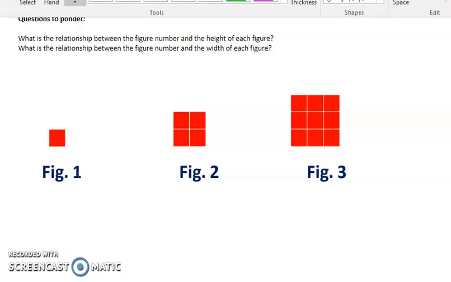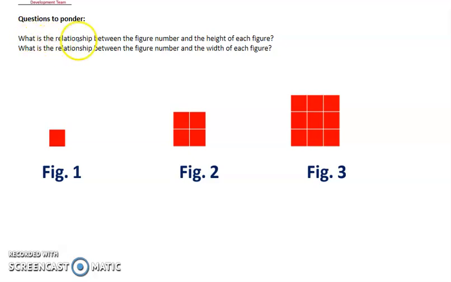What can I do? What kind of relationship can I figure out here? Now the first question is, what is the relationship between the figure number and the height of each figure? So I'm going to label the height of each figure. The height for this one is 1, this one is 2, and this one is 3. I noticed that figure number 1 is the same as height 1, figure number 2 is the same as height 2, and for the third one, figure number 3 is the same as height 3.